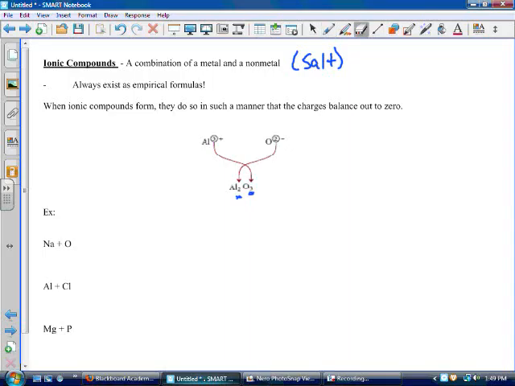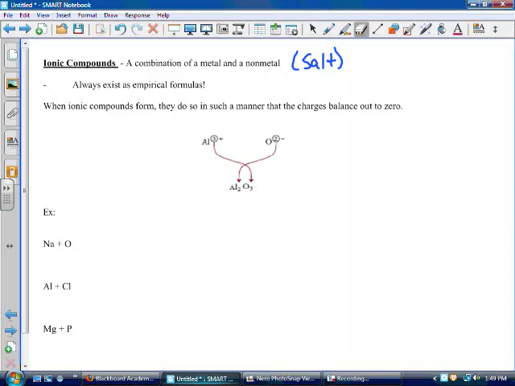Now another method we use is what's called the crossover method, and that's what's being demonstrated here. In the crossover method, what we do is we take the number only, not the charge, of the aluminum, and we bring it down with the oxygen. We take the number only of the oxygen and we bring it down with the aluminum. We then write those two things together with those numbers as subscripts, and that is the formula for the compound.